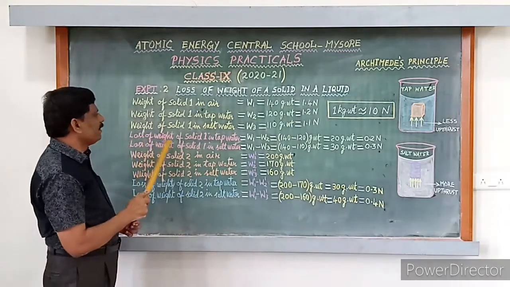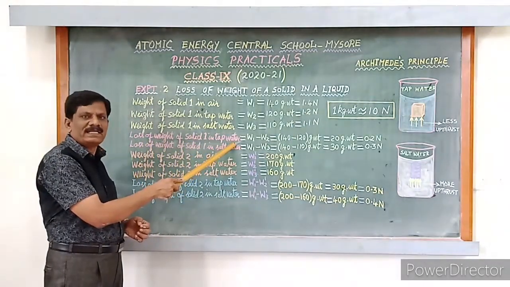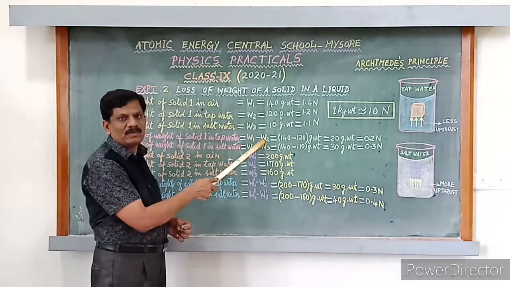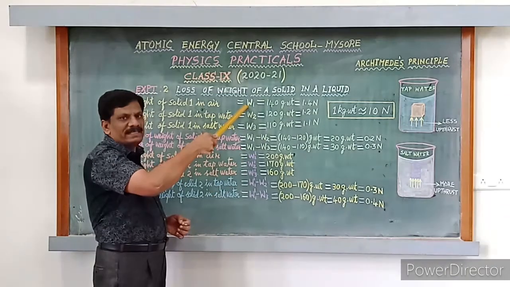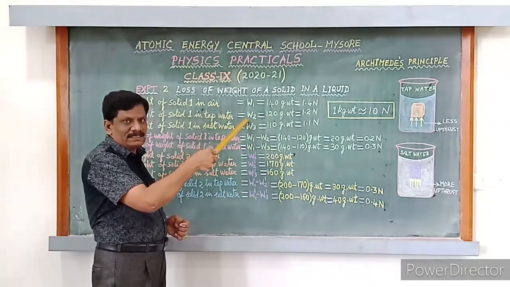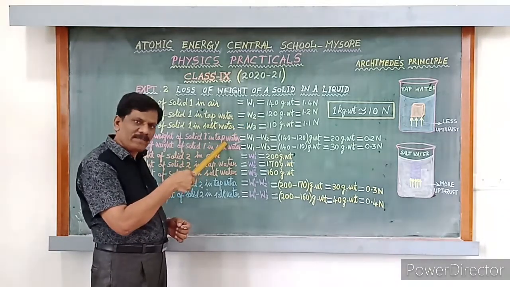Similarly, loss of weight of the solid one in tap water. I told you how to find it. That is equal to W1 minus W2, so weight in air minus weight in tap water. That will be equal to what? Loss of weight of the first solid in tap water.